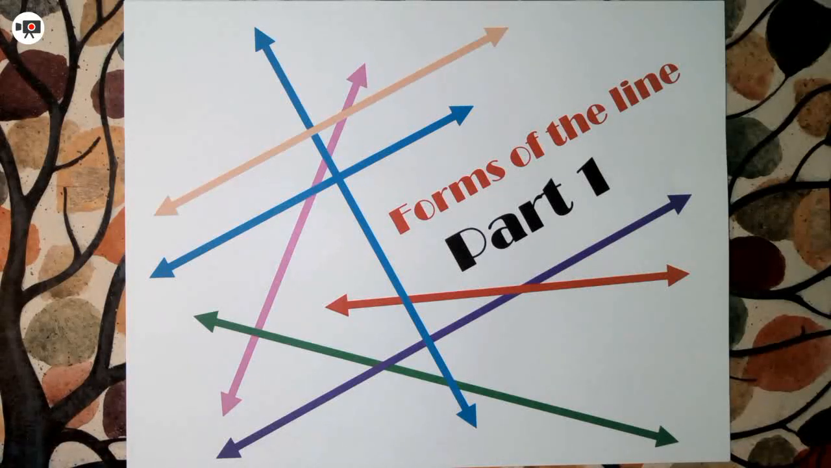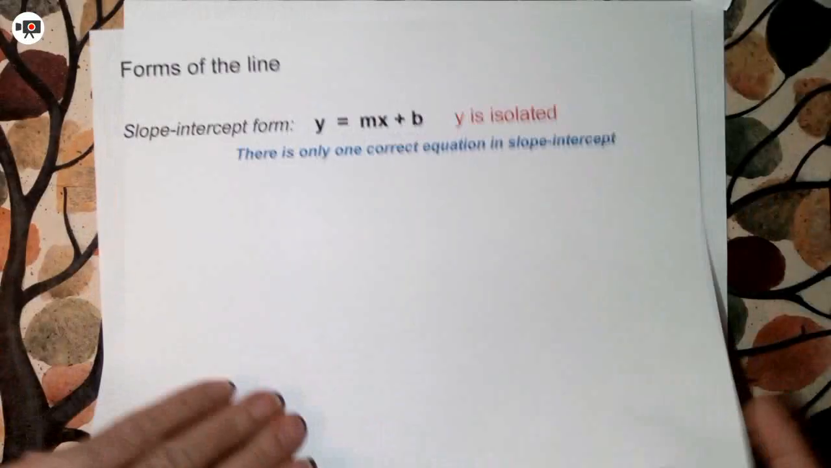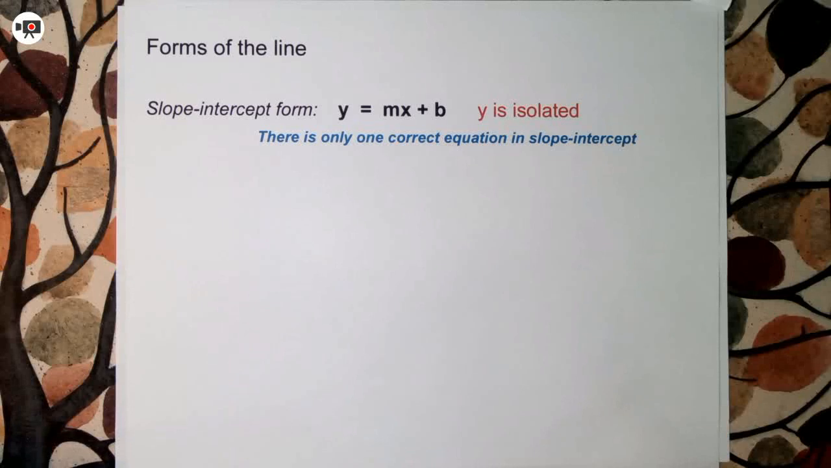Okay, so we're going to talk about the different forms of the line. First one we're going to talk about is the slope-intercept form. The slope-intercept form is y equals mx plus b. Let's talk about it just a little bit here. Okay, y is isolated.